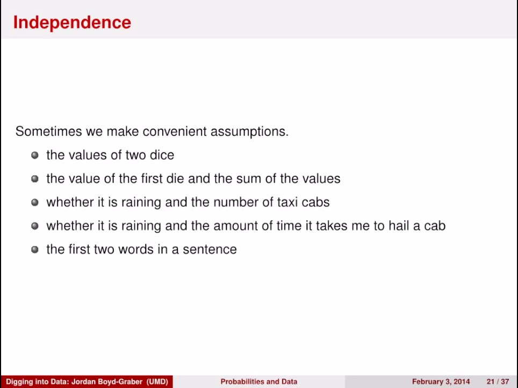Similarly, the first two words in a sentence are definitely not independent. If the first word in a sentence is an, A-N, then you know that the second word in the sentence is likely to start with a vowel. But often in applications, we will make independence assumptions even if they're not strictly true.